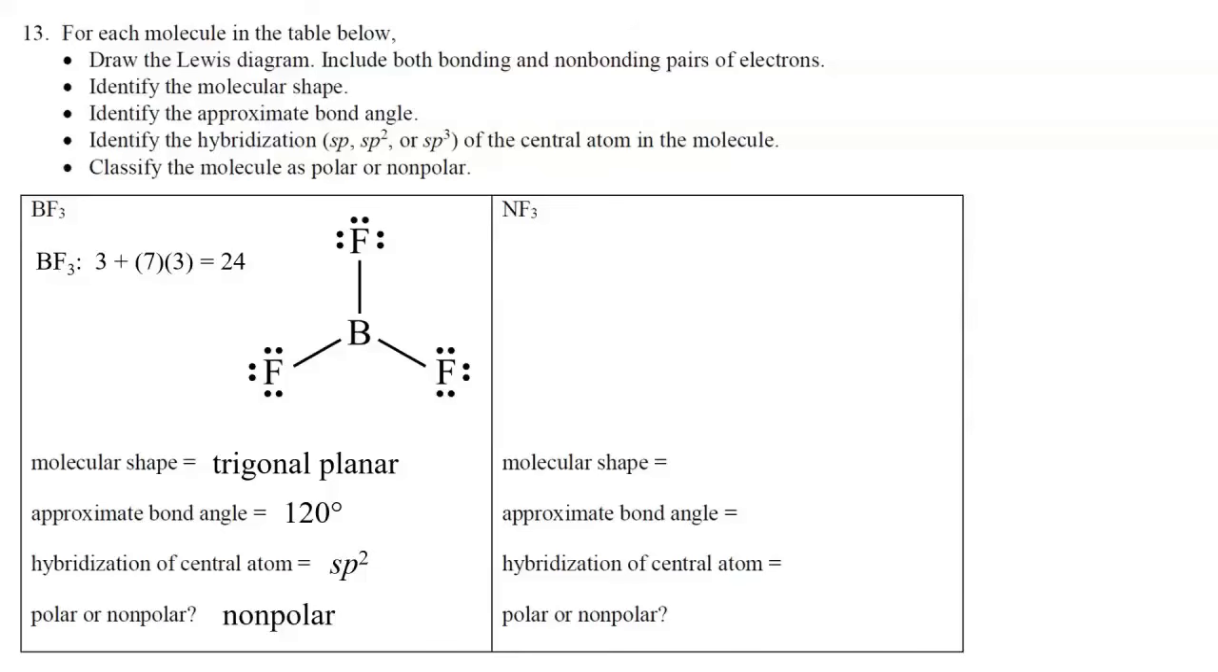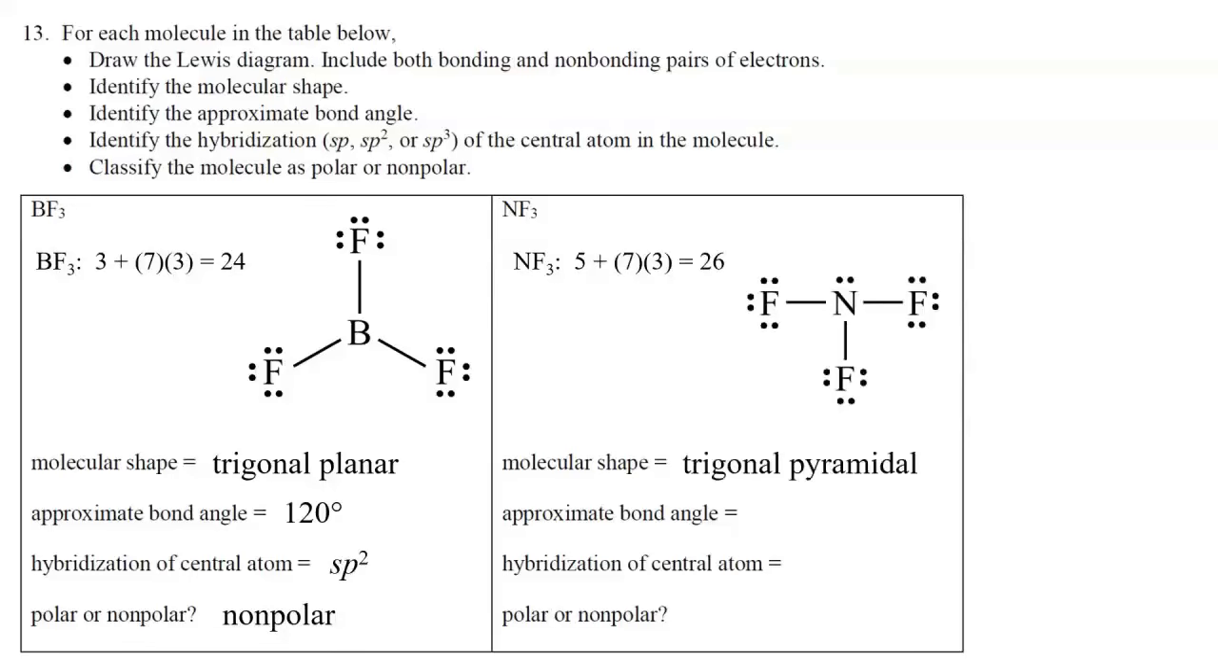Now, with NF3, it's very similar in that we have 3 fluorines, but this is not 24 valence electrons. 5 plus 7 times 3 is actually 26. So we're going to have an extra pair of electrons on the central atom. That means it will not be trigonal planar, but rather trigonal pyramidal. Because of that extra lone pair on the central atom, that causes the shape to be trigonal pyramidal.